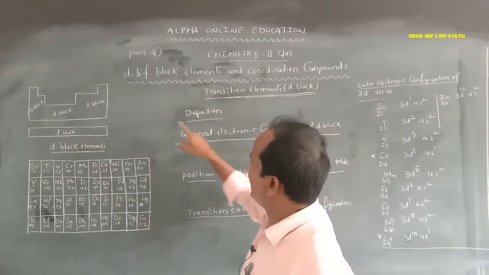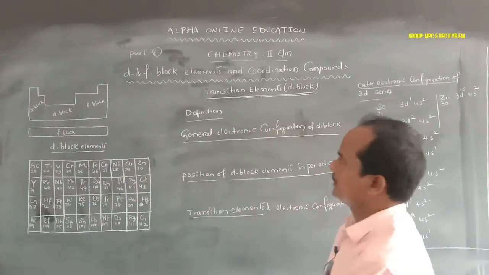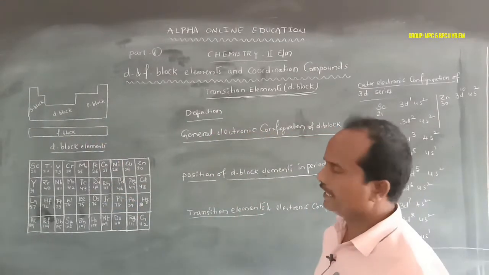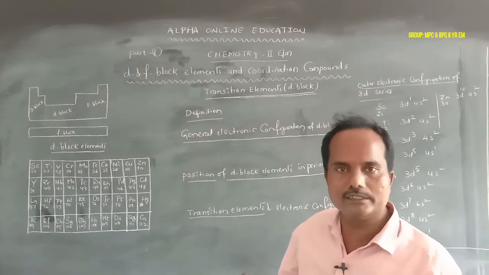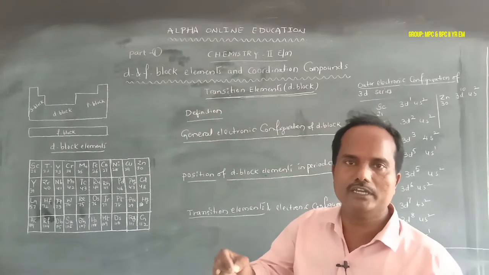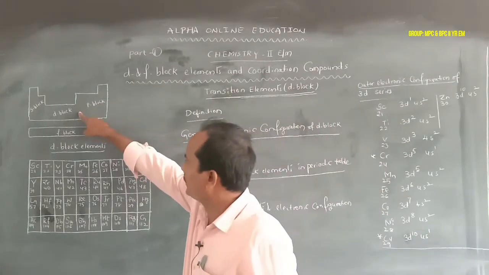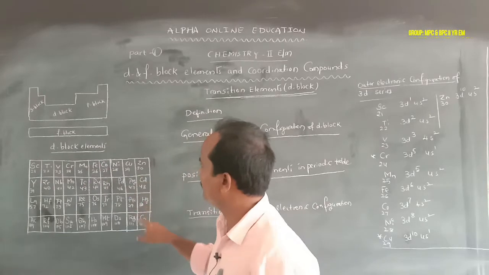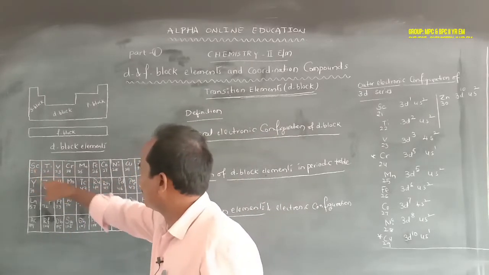What is meant by d block? How can we define d block elements? The elements in which the differentiating electron enters the n-1 d orbitals are called d block elements. These d block elements are clearly shown here. What are the d block elements?